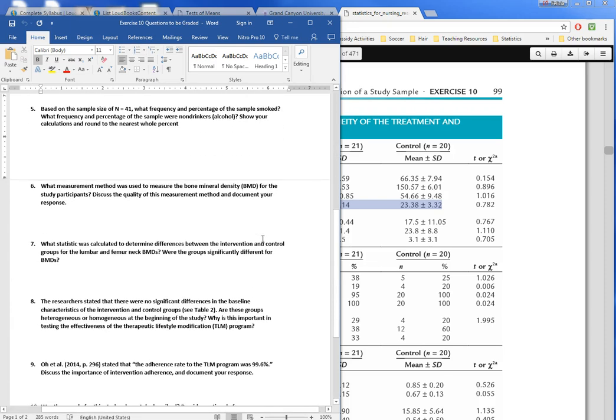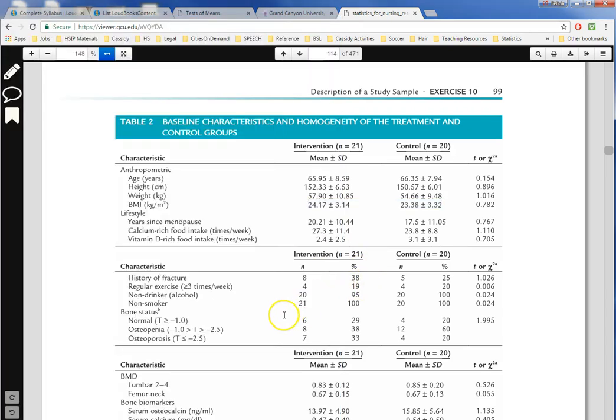Based on the sample size of 41, what frequency and percentage of the sample smoked? So again, we're going back to this table, and we've got all this information reported here. It gives me the number that were non-smokers. So non-smoker would be 21 and control group would be 21. So I can take the reverse of that, right? It's telling me how many were non-smokers, and I want to know how many were actually smokers. So take the reverse of that, and then if you need to, calculate the frequency.